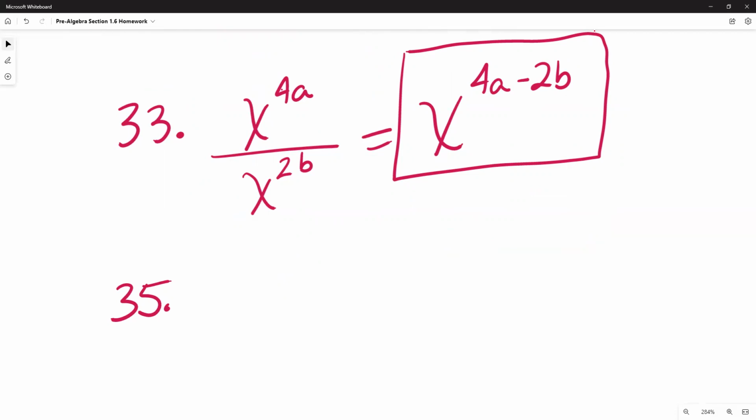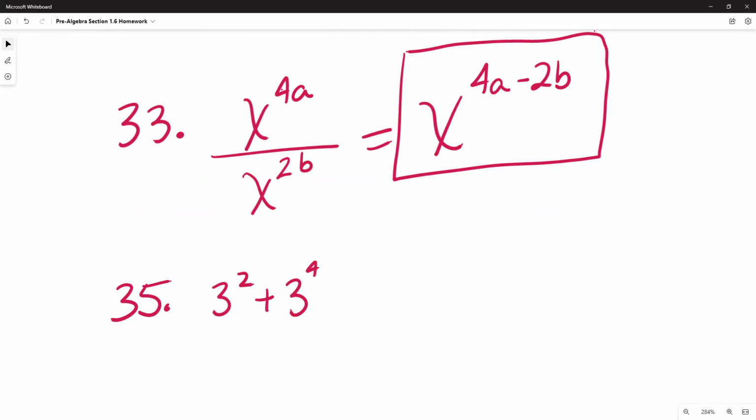All right, so for 35 through 41, all we're doing is actually solving them. Write each of the following as a standard numeral. That just means solve it. So for 35, Julian, we have 3 squared plus 3 to the power of 4.